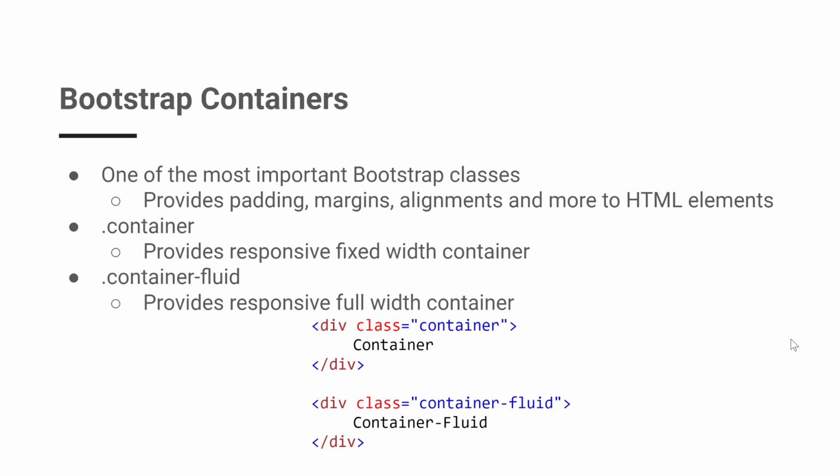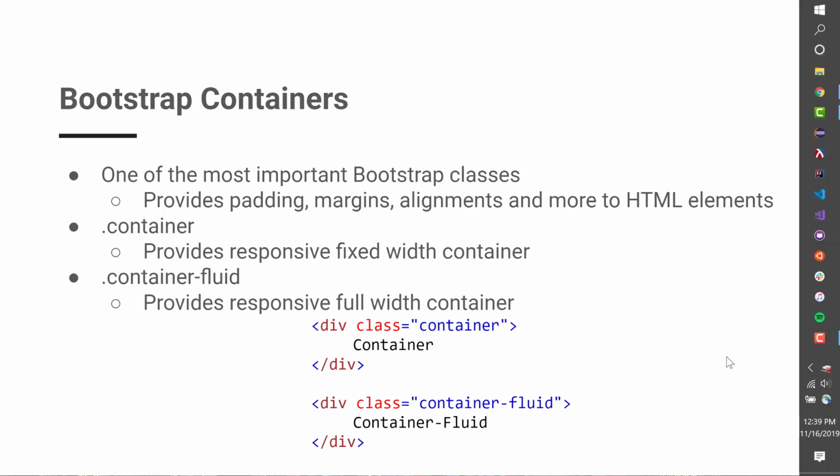One of the most important classes in Bootstrap is the Bootstrap container. This provides some default padding, margins, and more alignments to the HTML element that you're specifying that class for. It is denoted by the .container class, which provides a responsive fixed width container. And then we have container-fluid, which provides a responsive full width container. And here you can see some snippets of code.